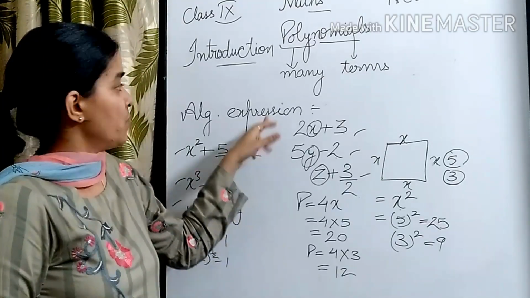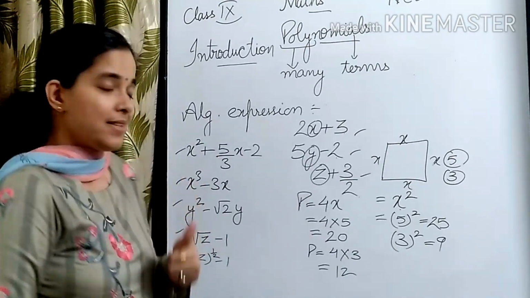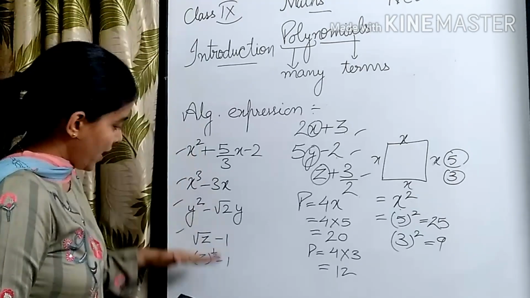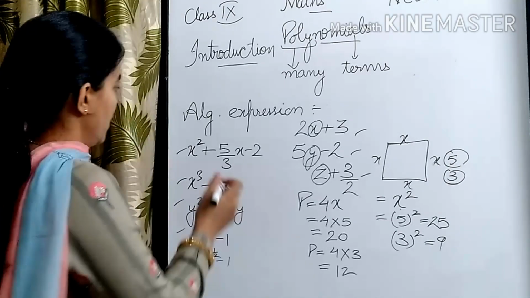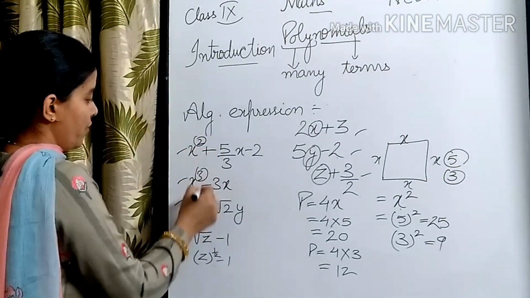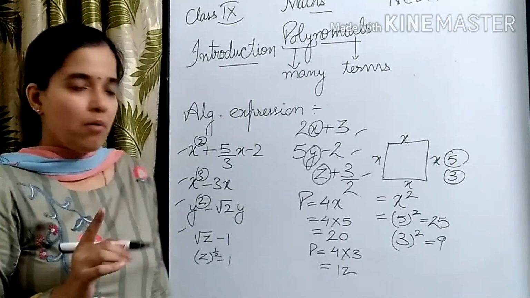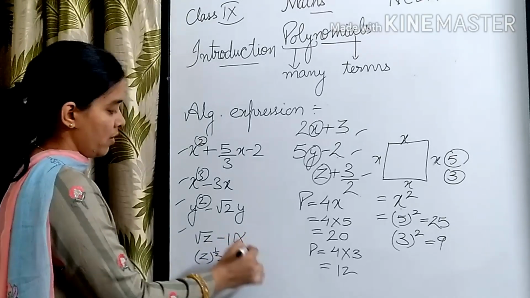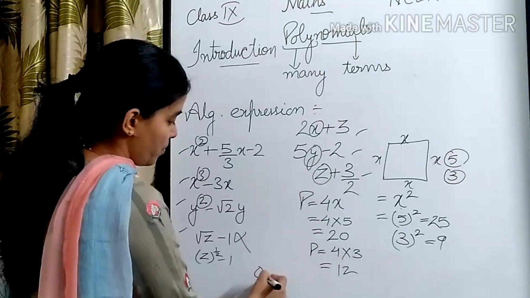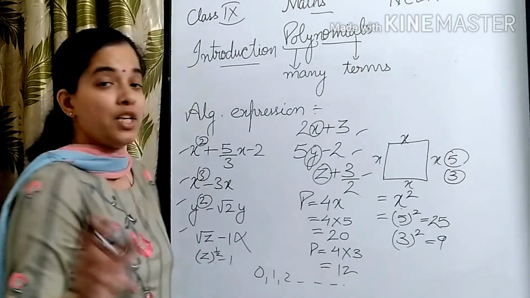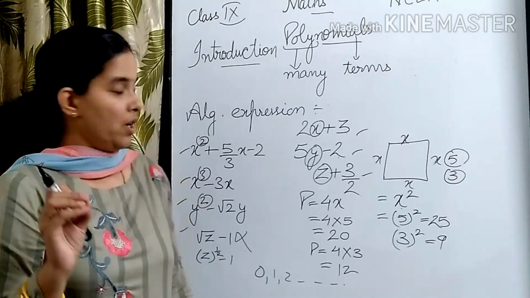So what definition of polynomials did I give you? That algebraic expressions which have many terms. Now we will add one more thing, that is the condition. In the algebraic expression, the exponents should be whole numbers. Means these exponents of variables should be whole numbers. If they are not whole numbers, then they are not polynomials. So what does whole numbers mean? Their values should be 0, 1, 2 and so on. They should not be negative. They should not be in fraction. So this is the important thing to note down.